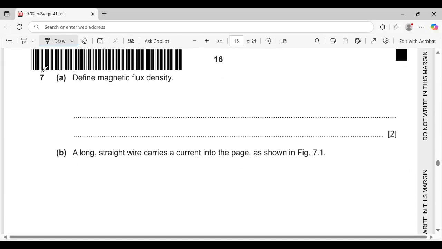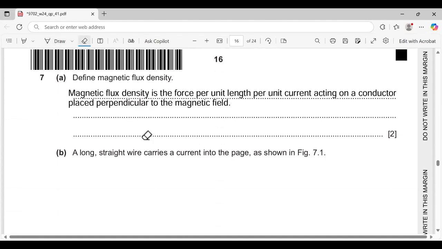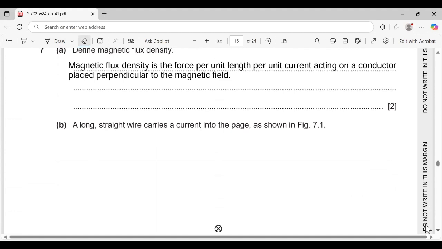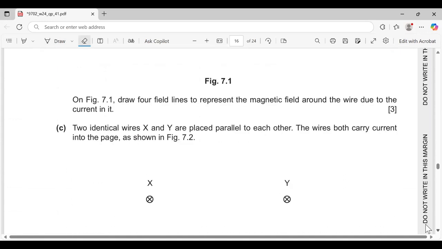Number 7, define magnetic flux density. This is my answer for this question. Next question: a long straight wire carries a current into the page as shown in figure 7.1. On figure 7.1, draw 4 field lines to represent the magnetic field around the wire due to the current in it.